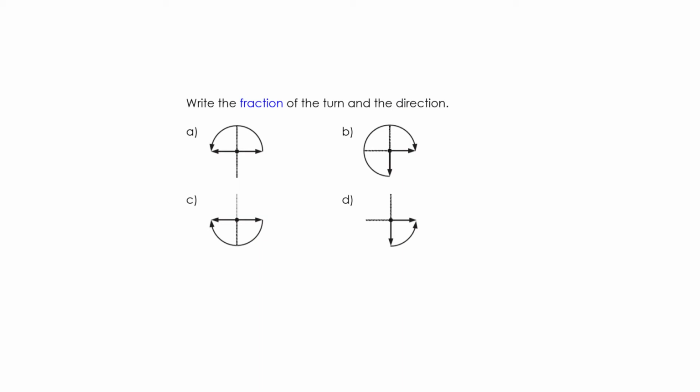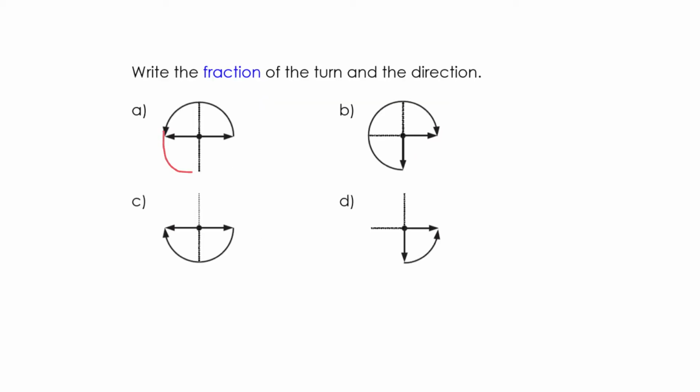Write the fraction of the turn and the direction. If you were to pretend that this was an entire circle, this is how much is shaded. So half the circle is shaded and the direction is going backwards from a clock, so it's counterclockwise. The arrow is pointing this way, so the direction is clockwise.